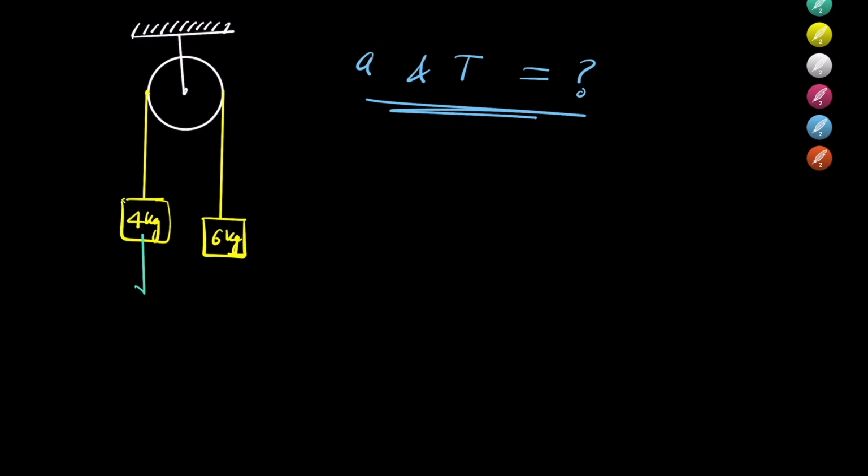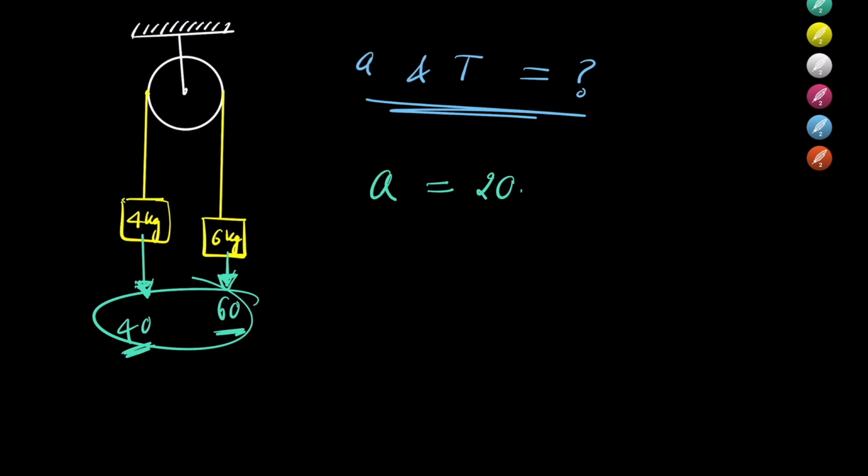This side force how much? 40. This side force 60. Acceleration will be given by net force. Even though these 60 and 40 feel like they are in the same direction, they are opposing each other. 60 is pulling 40 away. So net force will be 60 minus 40, that is 20, divided by net mass 10. How much acceleration will it create? 2 meter per second square.